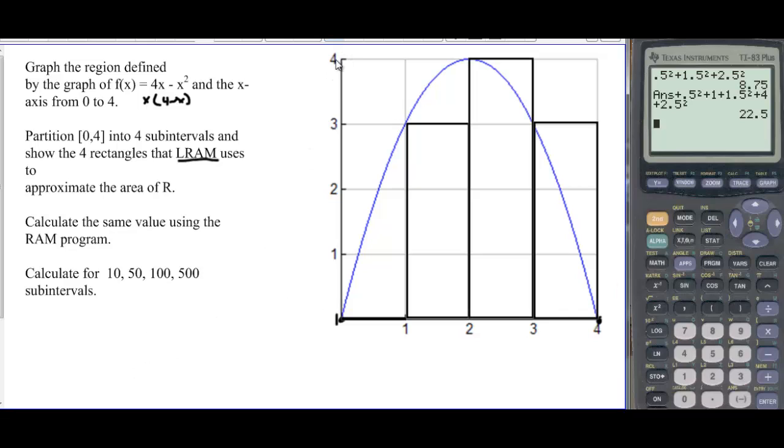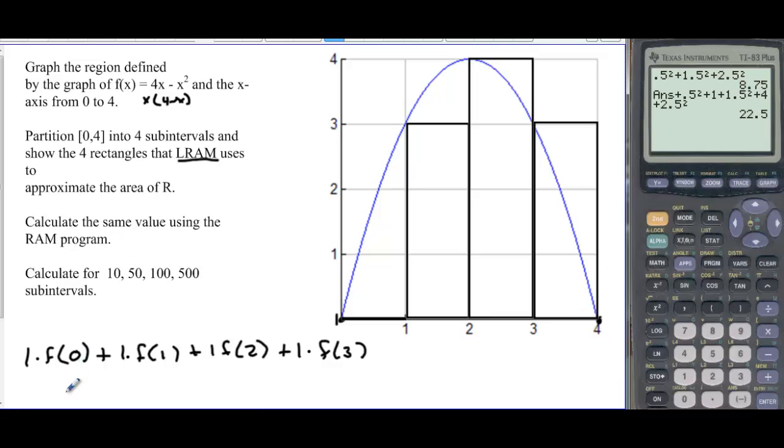Well, each of them is a base of 1 again. We have 1 times f of 0 plus 1 times f of 1 plus 1 times f of 2 plus 1 times f of 3. And that's going to be the last rectangle. We actually don't use f of 4. F of 4 would be down here at 0.